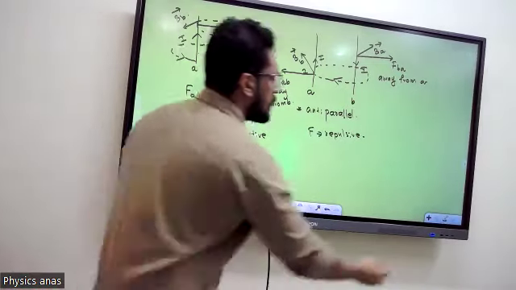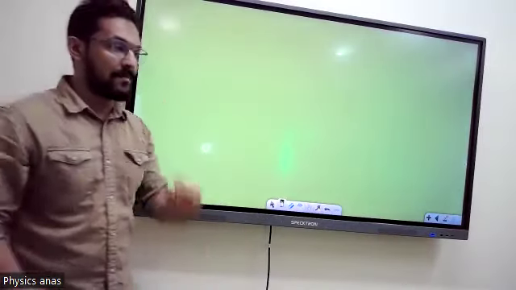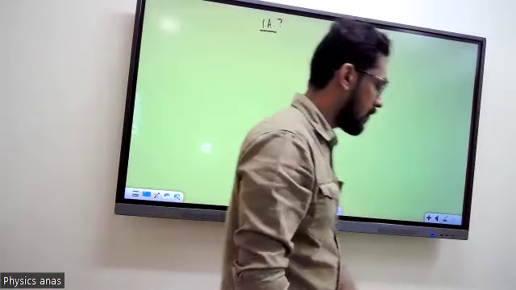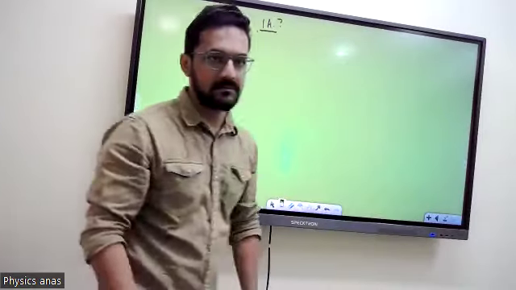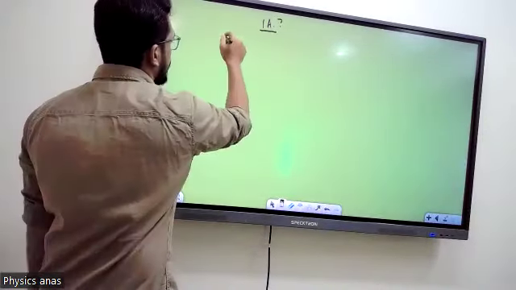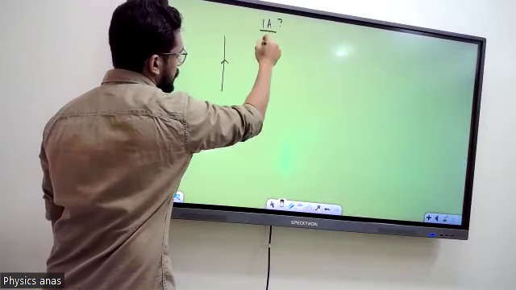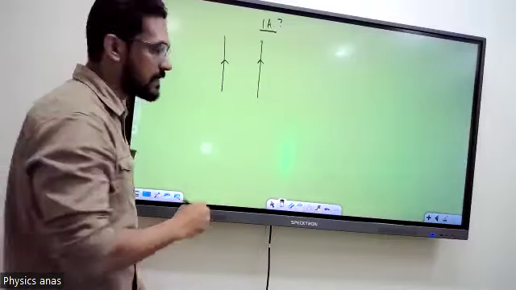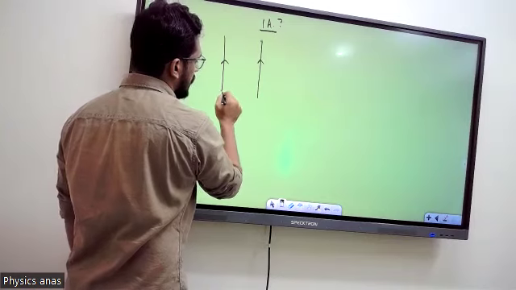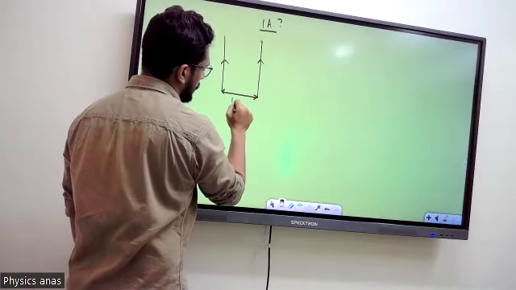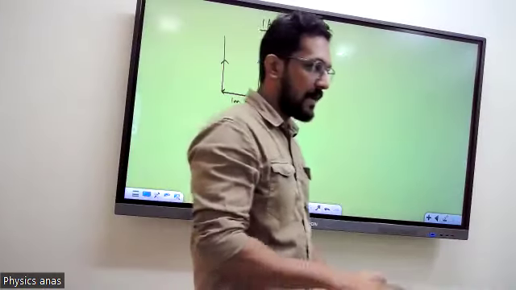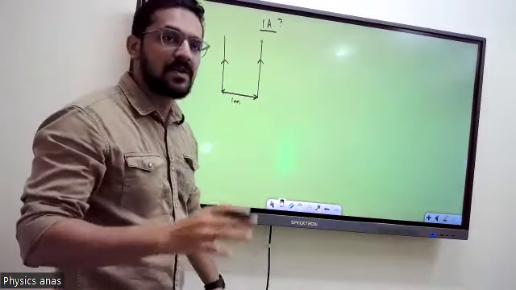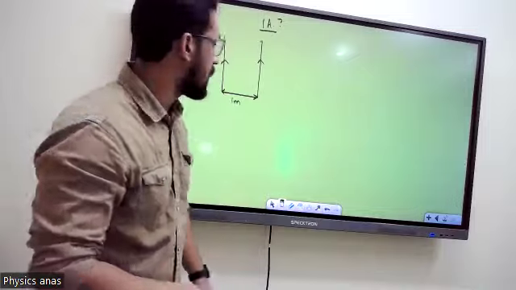And now I want to show you the definition of 1 ampere. What is 1 ampere? You can find the definition of 1 ampere using this idea. Take one pair of parallel wires and place them in space at a distance of 1 meter between them.